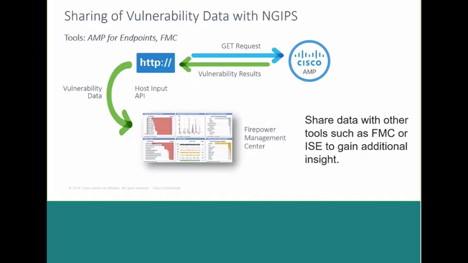Let's share some vulnerability data with our NG-IPS. So we're going to use AMP for Endpoints and the FMC. We're going to do a GET request to AMP and say, tell me about the vulnerabilities that AMP knows about in my network. We then pump that information into the FMC to gain additional insight, so we can say at a glance, hey, these machines that have these vulnerabilities, have they perhaps seen exploits against those vulnerabilities? Have we seen exploits anywhere? It's going to help us triage what are we going to patch next. The things that we're vulnerable to that are being exploited the most in our environment should probably get patched first.